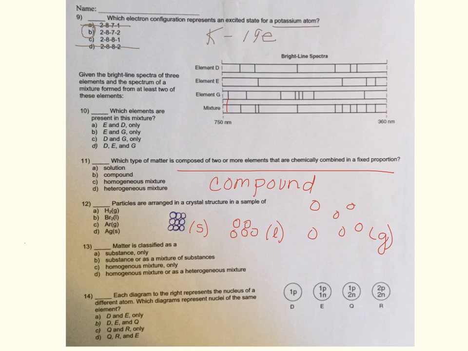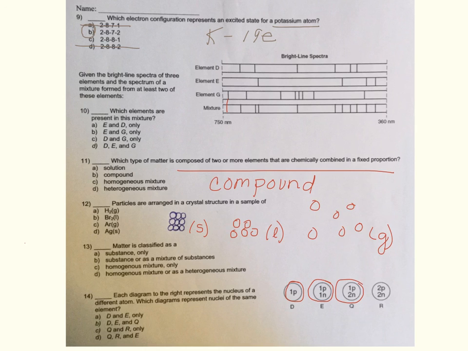And in the last one, each diagram to the right represents the nucleus of a different atom. Which diagrams represent nuclei of the same element? Well, what identifies an element? Its atomic number. And the atomic number is the number of protons. So D had 1 proton, E had 1 proton, and Q had 1 proton. So those are all the same element.